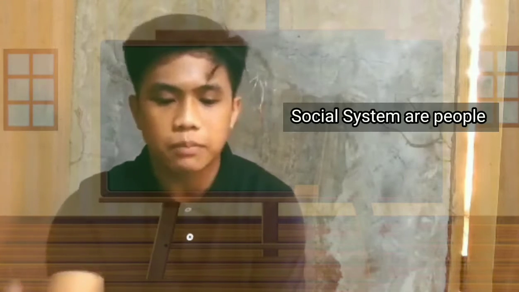What is next? Social systems are people. It is understandable that without people, a social system would not exist, right? The people in a social system have their own roles. They differ in their roles and their beliefs, but they all serve one purpose, one goal, right? So it's like subunits. The subunits are working for the units, and it is like a hierarchy.